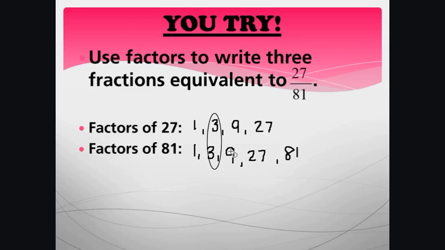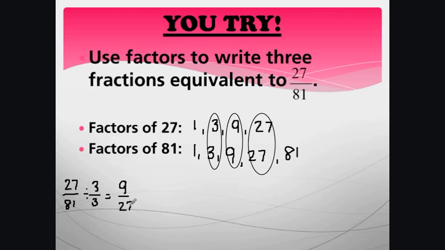So we're going to have 3, 9, and 27. So we're going to take the steps to write equivalent fractions from 27/81. We're going to divide both our numerator and denominator by 3 to equal 9/27. So that's an equivalent fraction.